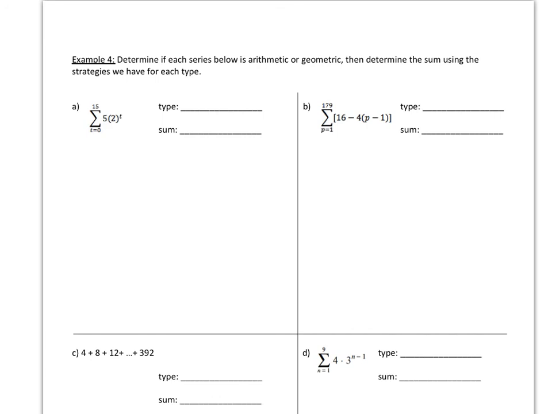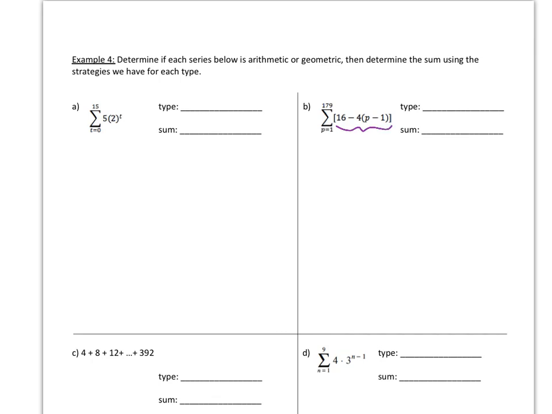So if we look at B, look at the pattern on the inside. So first of all, we are going back to this summation notation, which again is just the shorthand way of writing out a long list of things added up. So first we need to simplify what's happening on the inside of that summation notation so we can figure out if it's arithmetic or geometric.